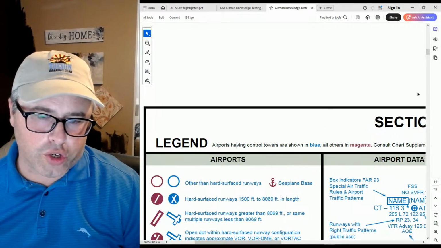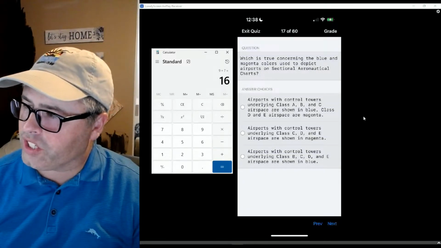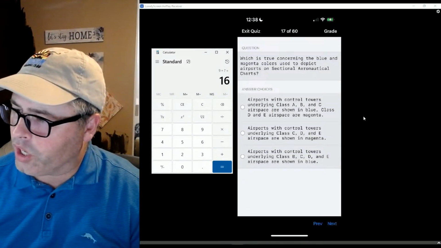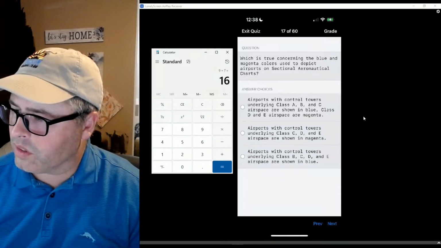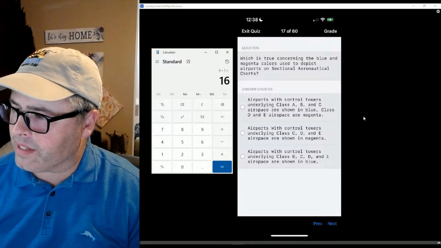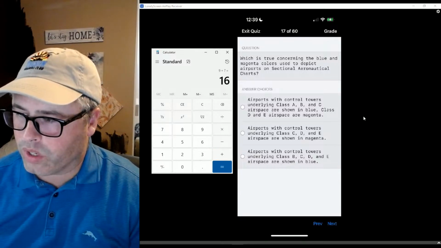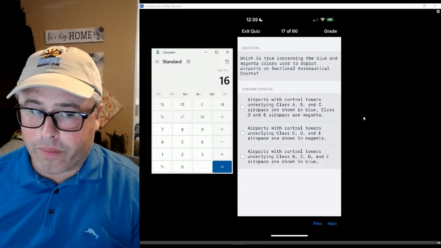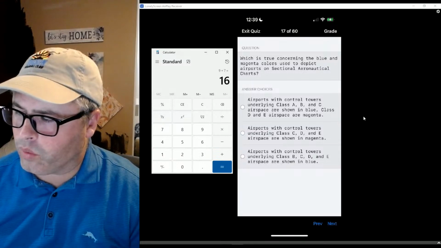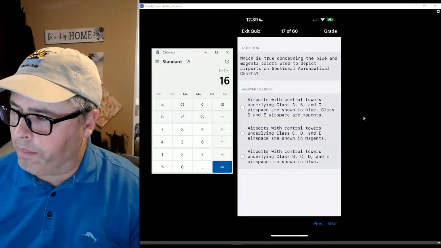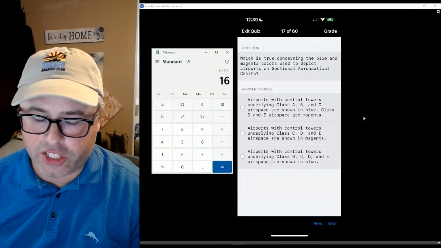Airports having control towers are shown in blue, all others in magenta. So we go back: which is true concerning blue and magenta colored airport colors to depict airports? Airports with control towers underlying A, B, and C are shown in blue. It doesn't say anything about A, B, and C in that legend. That is kind of true. C and D, no, it doesn't say anything about that. It says tower versus no tower. Airports with control towers are shown in magenta? Nope, doesn't say that in the legend.